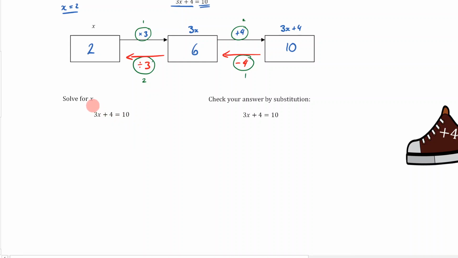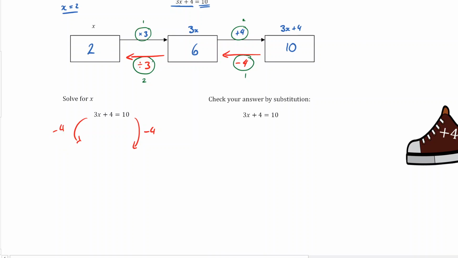Okay. Remember, I'm trying to get x by itself. That's what it means. The first thing that I'm going to do here is I'm going to minus 4. And again, the reason why is for all the reasons that I've spoken about up here and with the shoe example as well. It's because plus 4 is the last thing you did in building it up, so it has to be the first thing you do in taking it off.